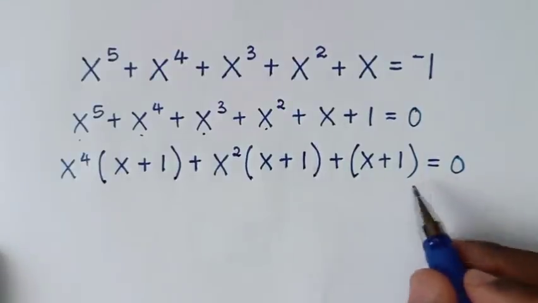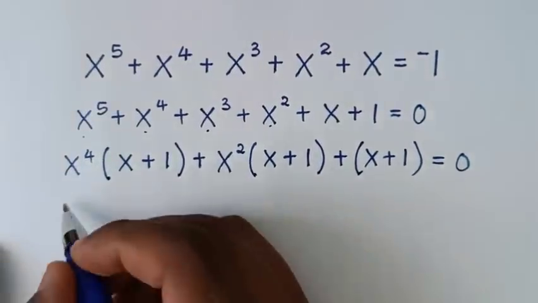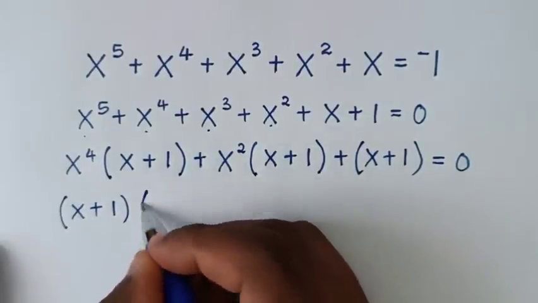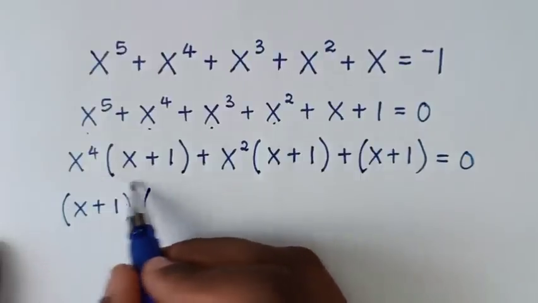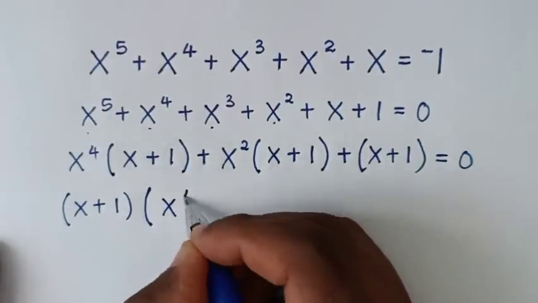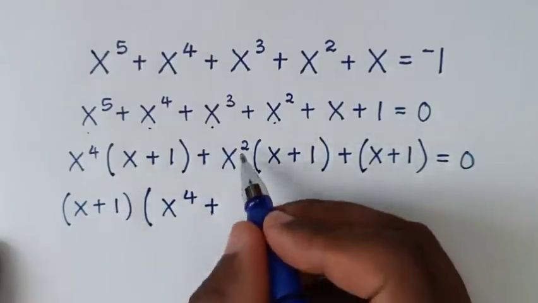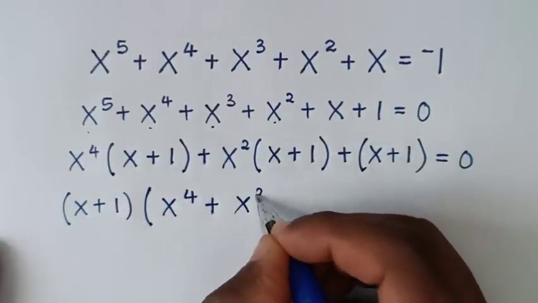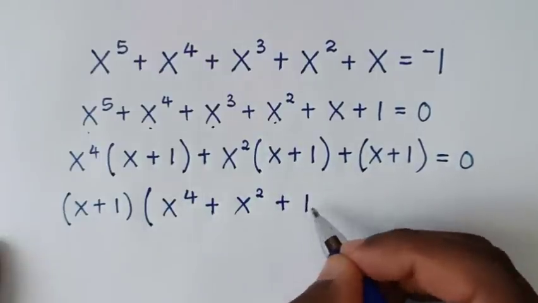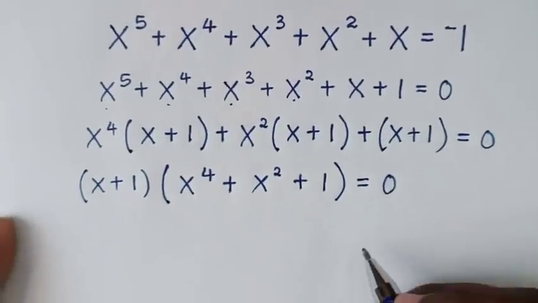Now from here x plus 1 is common inside the bracket. So we'll take x plus 1 out of the bracket. Then this divided by x plus 1 is x^4. Then plus this divided by x plus 1 is x^2. Then plus this divided by this is 1, bracket, is equal to 0.